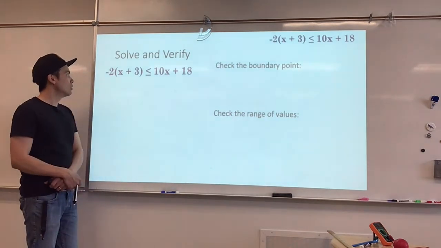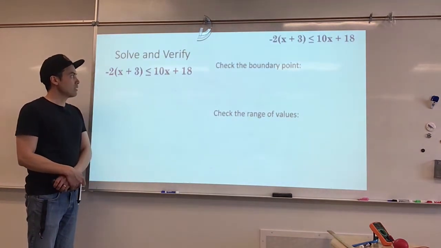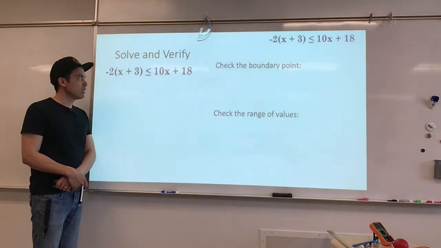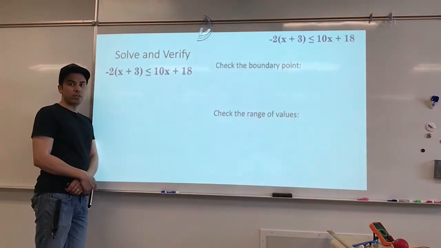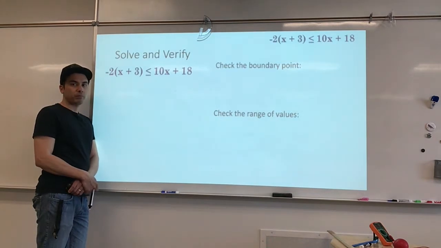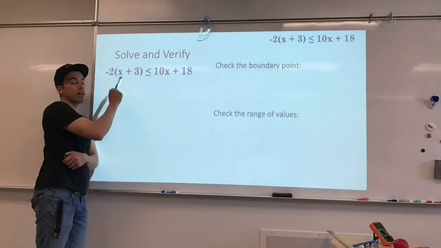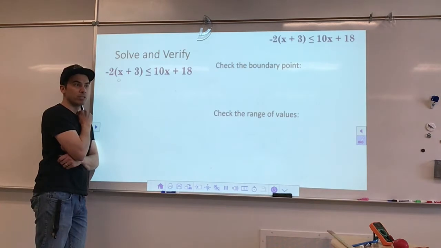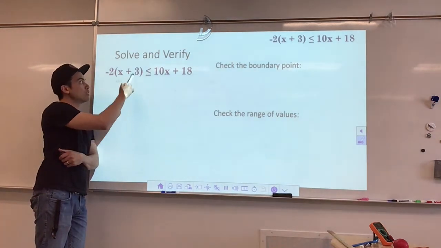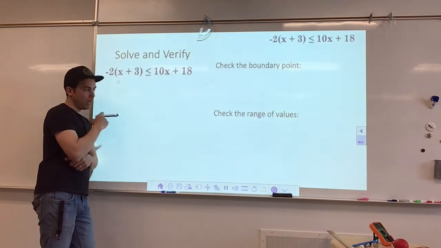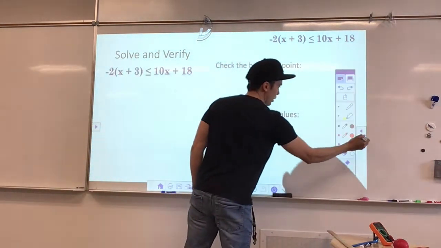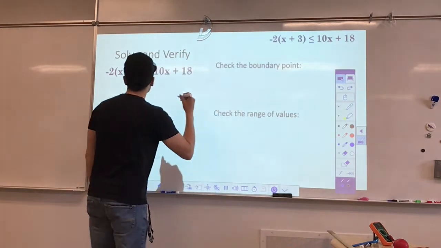We have negative 2 times (x plus 3) is less than or equal to 10x plus 18. So there's two ways we could start off in solving this problem. The first is we could divide both sides by negative 2, which is a valid strategy, or we could distribute and then go from there. I think I'm going to distribute to start off the bat, even though the other method might be easier.